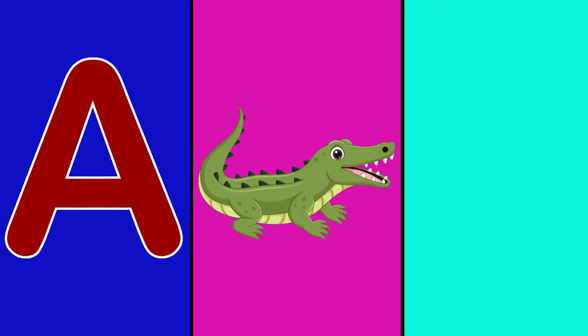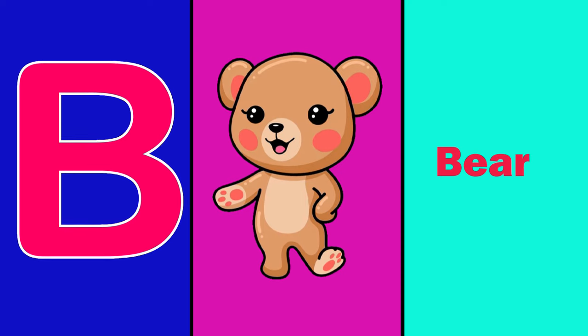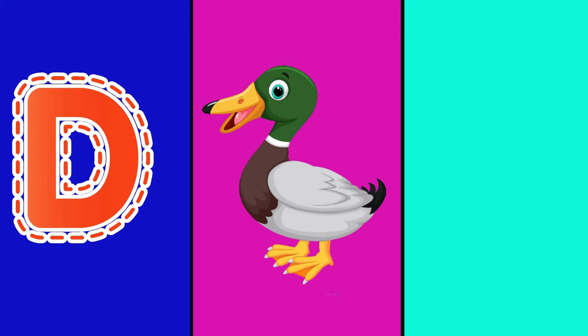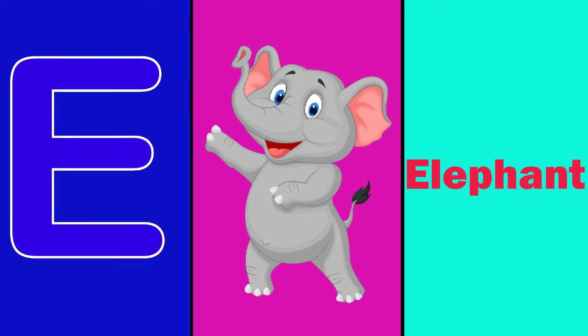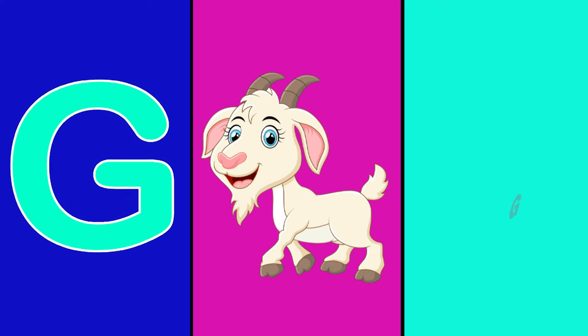A for alligator. Alligator. B for bear. Bear. C for cat. Cat. D for duck. Duck. E for elephant. Elephant. F for flamingo. Flamingo. G for goat. Goat.